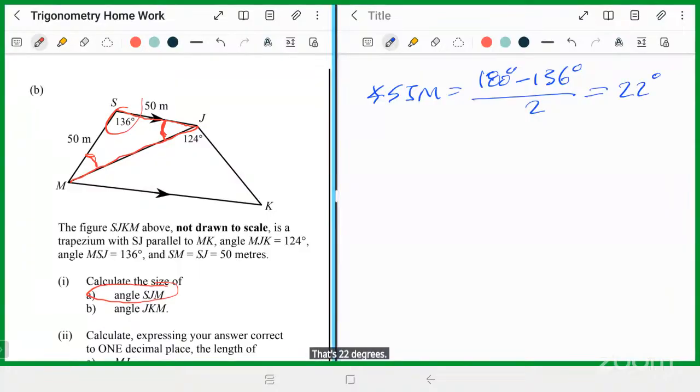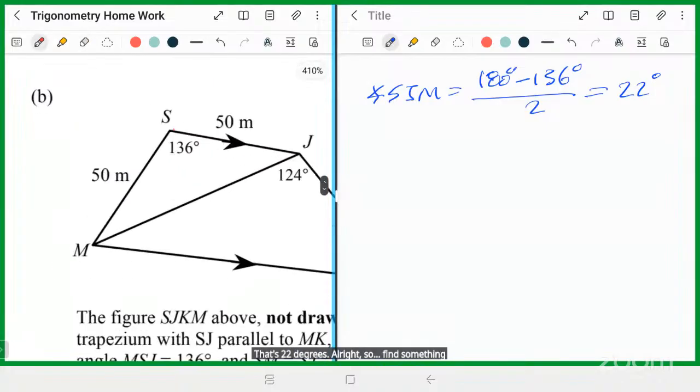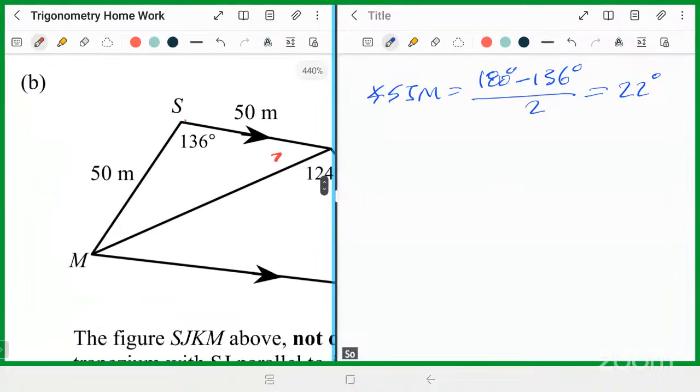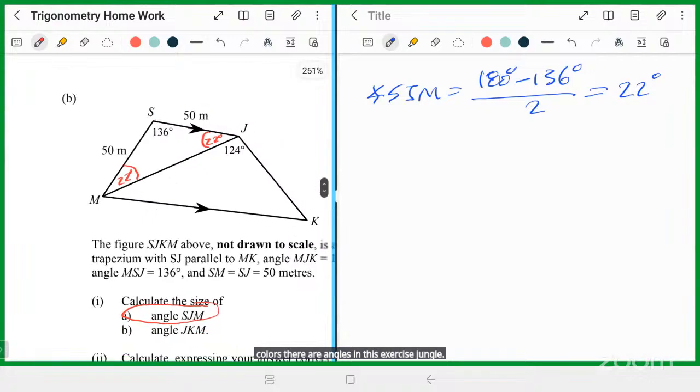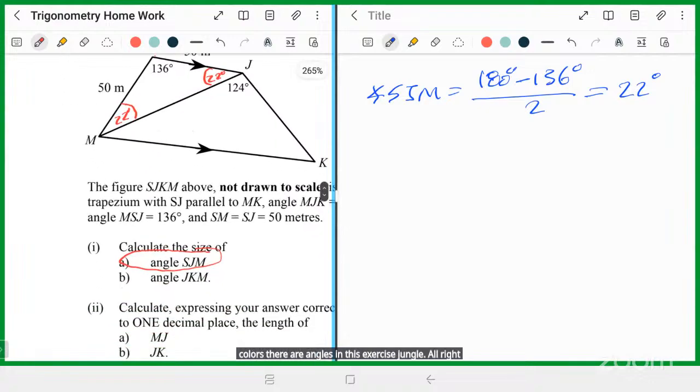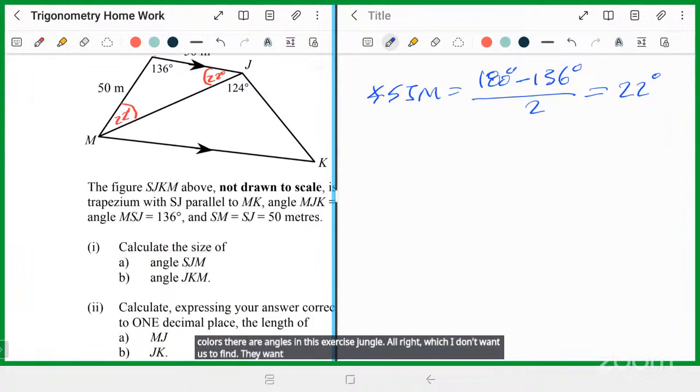Alright, so let's put it on the diagram. And as you find something, put it on the diagram, guys. This can help you going forward. So this angle up here is 22 degrees. This angle is 22 degrees as well, because they are angles in this isosceles triangle. Alright, which angle do they want us to find? They want us to find angle JKM.